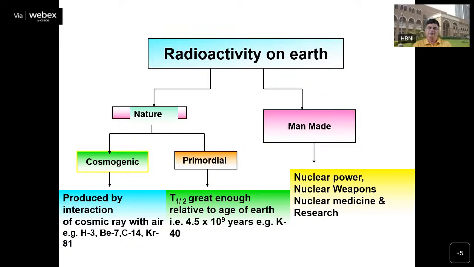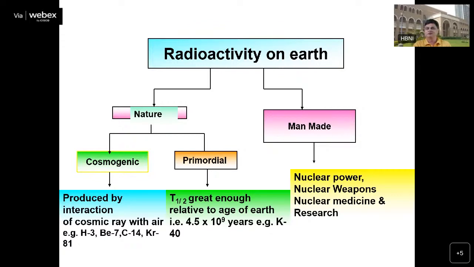Then come the man-made radionuclides. Man-made radionuclides started with nuclear power. In nuclear power, there are many reactors, and we are doing artificial fission of uranium-238, or most of it is uranium-238. In other cases, there are some others also involved.